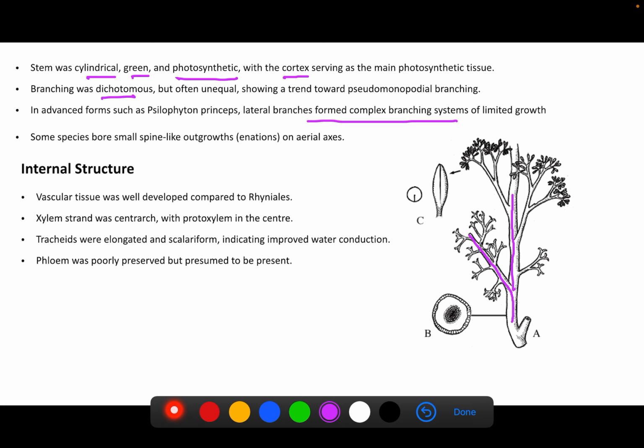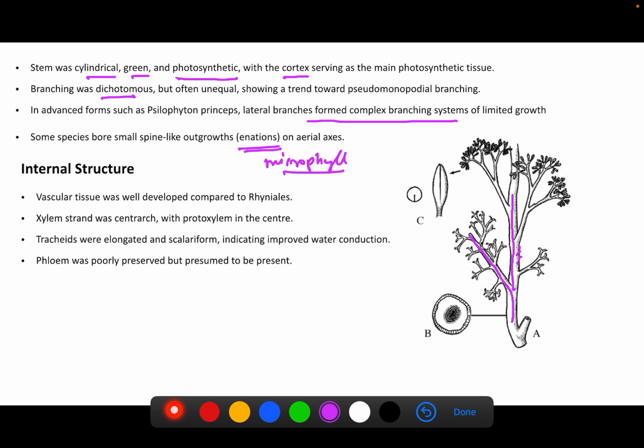Some species bore small spine-like outgrowths called enations. This is not a characteristic of all the species. Some species have small outgrowths, leaf-like structures, which can be called microphylls, I think. Microphyll-like structures, I mean small leaf-like structures, but not leaves. But you will find them not in all Psilophyton, only in one of them we find microphylls.